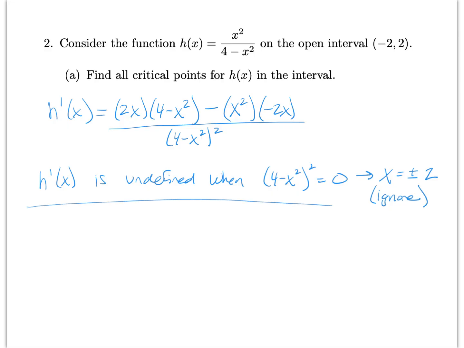Okay, and then the other place that I have critical points is when h prime equals 0. So h prime of x equals 0 when the numerator is 0. The only way a fraction can equal 0 is if its numerator is 0. So I'm going to set the numerator equal to 0.